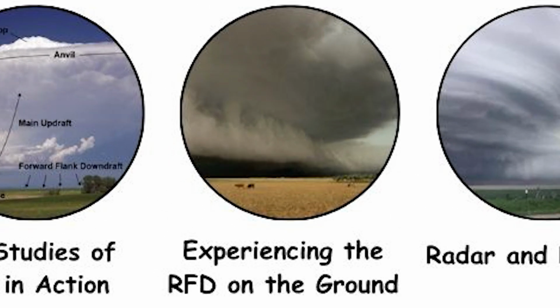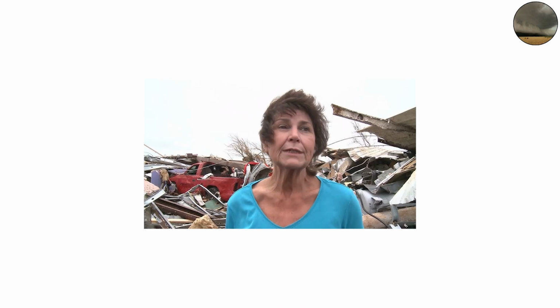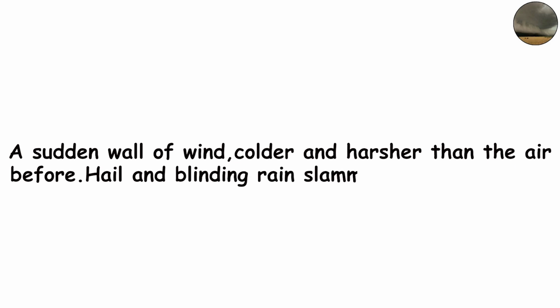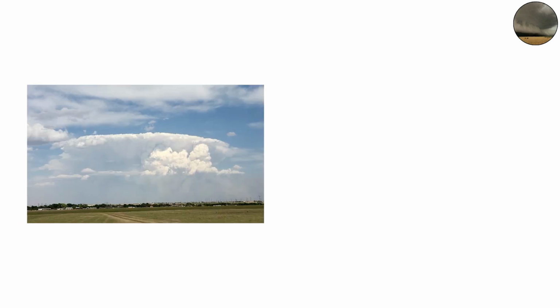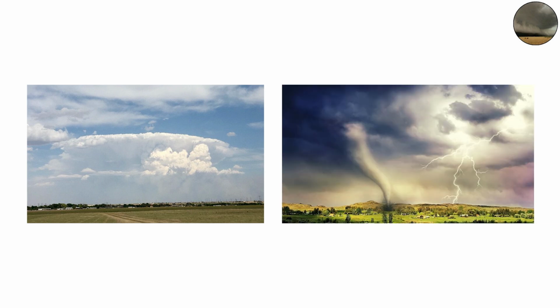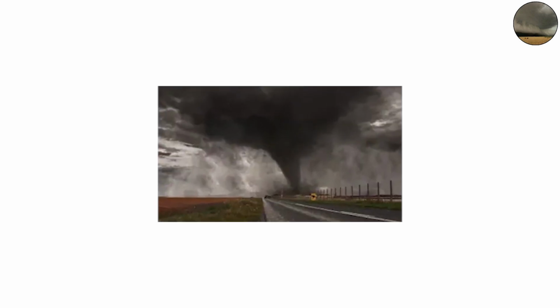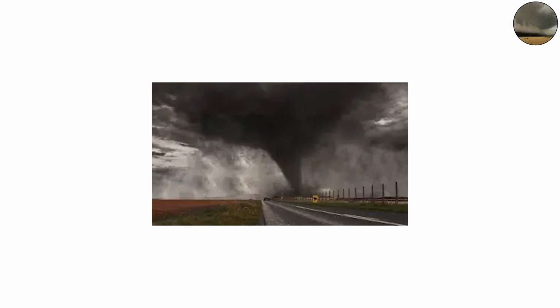Experiencing the RFD on the ground. For people caught in storms, the arrival of the RFD can feel like a storm within the storm. Survivors often describe a sudden wall of wind, colder and harsher than the air before, hail and blinding rain slamming sideways, an eerie greenish light as the sky clears briefly in the slot, followed by the roar of the tornado itself. Storm chasers often note that when the RFD wind hits their vehicles, they know the clock is ticking. Within minutes, the tornado will either form or intensify.